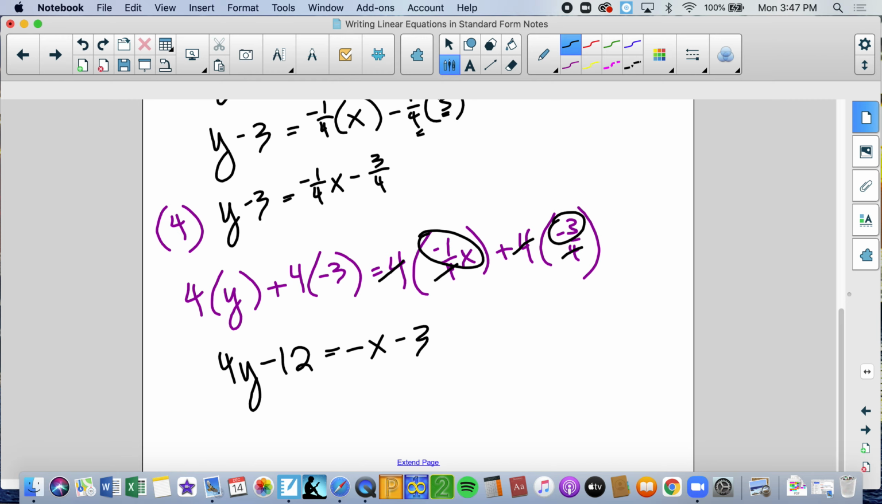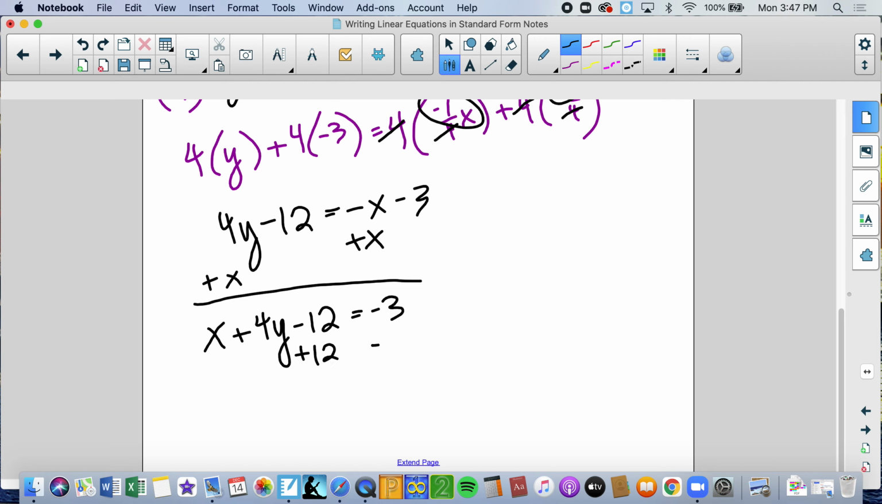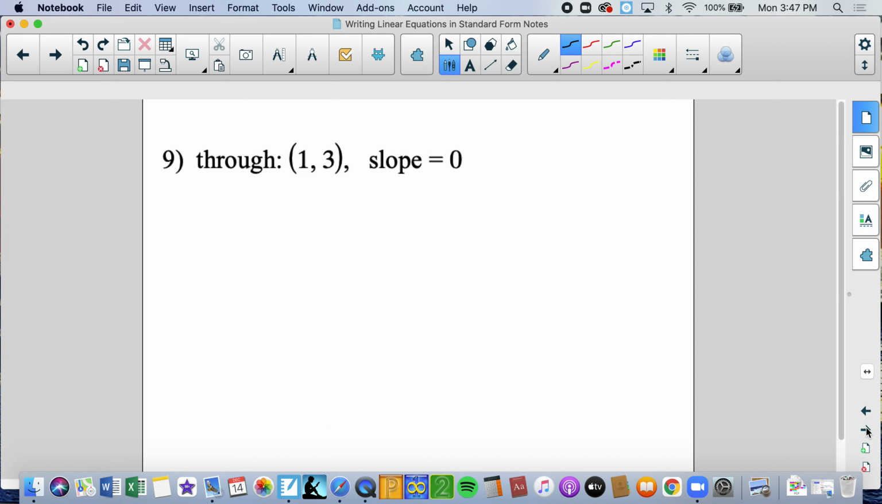And now this is a nice equation. We like this. This is something that's comfortable. I'm going to add x to both sides. X plus 4y minus 12 equals -3. I'm going to add 12 to both sides. X plus 4y equals 9. Good. And the last problem today is another tricky one.